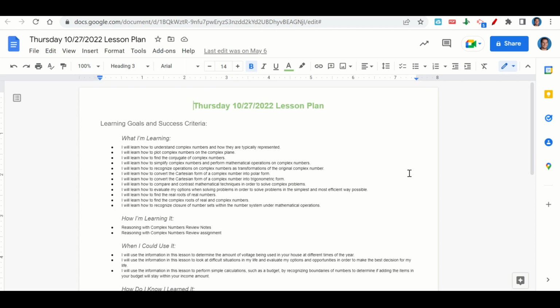How are we learning it? Through the Reasoning with Complex Numbers review notes and the Reasoning with Complex Numbers review assignment. When can we use this information?